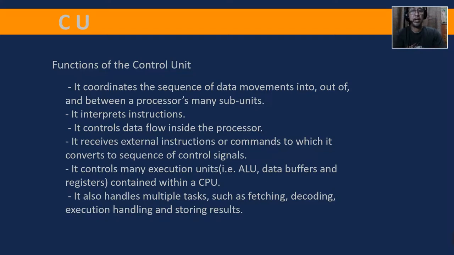It controls many execution units like ALU, data buffers, and registers contained within a CPU. And last but not the least, it also handles multiple tasks such as fetching, decoding, execution, handling, and storing results. So in your CPU, if your ALU is the brain of your CPU, the CU can be likened to a traffic controller. So you have a traffic controller and you have the brain of your CPU.